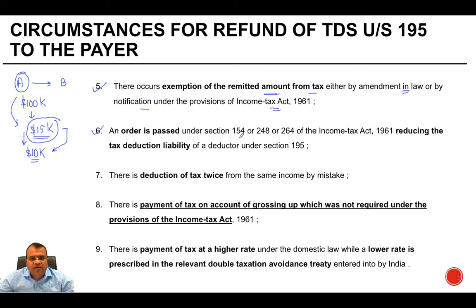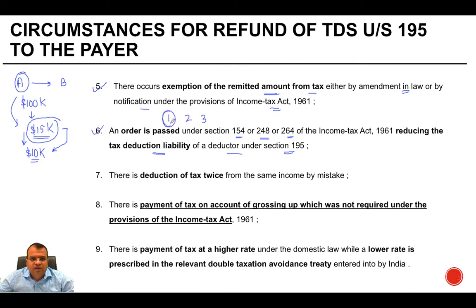An order is passed under section 154 or 248 or 264 of the Income Tax Act 1961, reducing the tax deduction liability of a deductor under section 195. So this could be a case where there was a continuing contract which spread over different years, right?